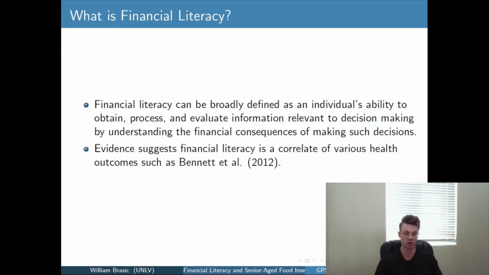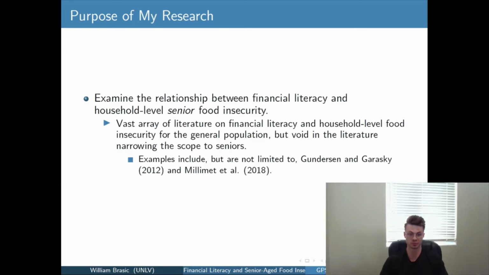Now, the other main component of my paper is financial literacy. There's a formal definition, but you can essentially think of financial literacy as one's ability to digest financial information, take it in, and then use that financial information to make good financial choices. Now, the purpose of my paper is to, one, establish whether there is a relationship between financial literacy and food insecurity, and if so, how strong that relationship is.